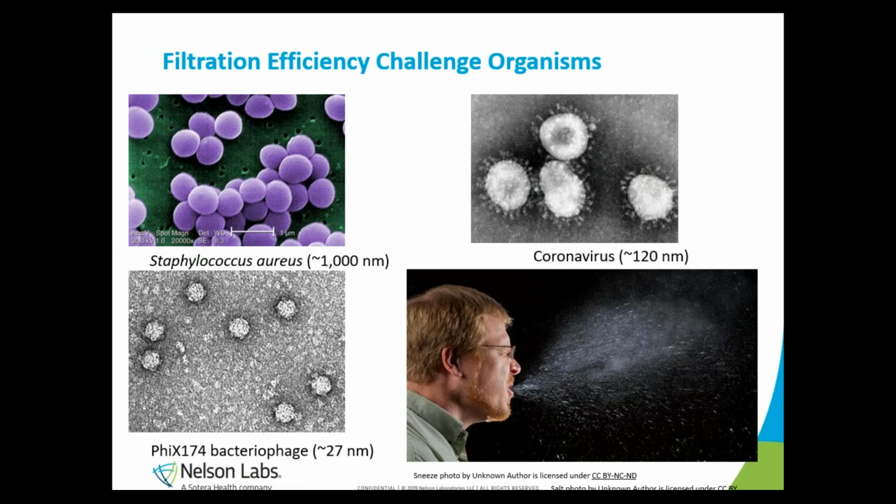So if viruses and bacteria are so small, you can see on the slide, Staphylococcus aureus is about 1,000 nanometers. Coronavirus is 120 nanometers, and the Phi-X 174 bacteriophage we use in our testing is about 27 nanometers. Why do the standards require a 3 micron particle size for bacterial filtration efficiency testing? You'll notice in the bottom right-hand photograph, someone is sneezing.